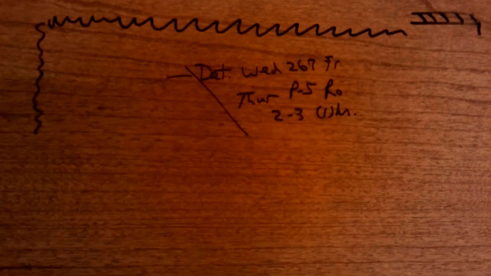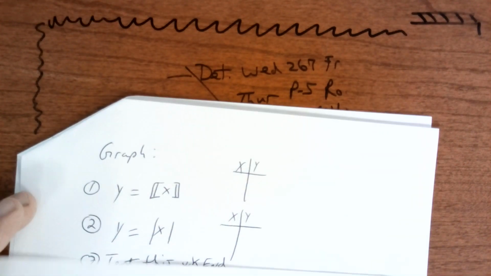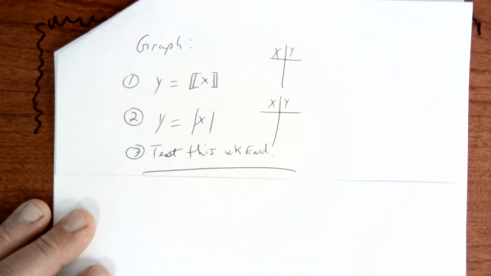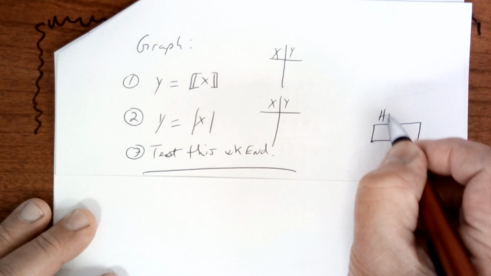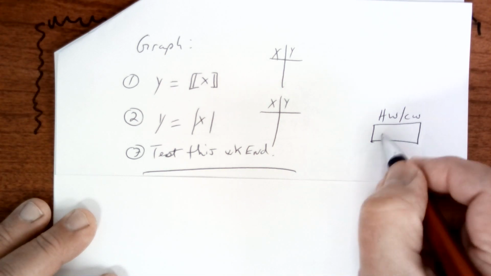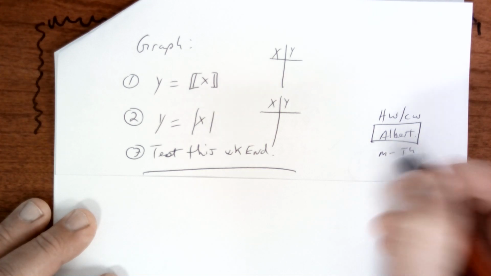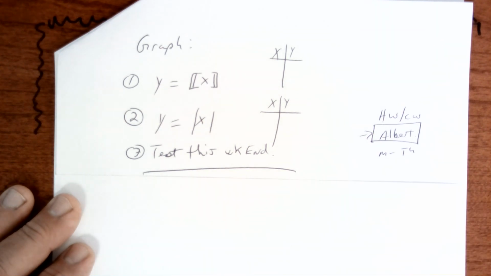All right, let's turn our attention now to college algebra. Let's take a look here. All right, so a few things going on here. You have a test this weekend, okay? Also, your homework, the very first page has to be Albert I.O. And then Monday through Thursday. If that first page is not Albert I.O., you will not get credit because I want to see that first. Okay, let's take a look at these here.